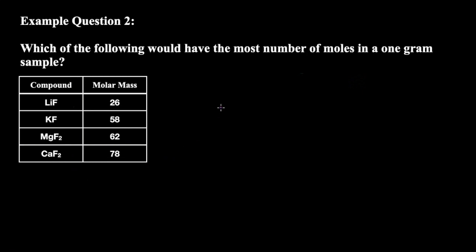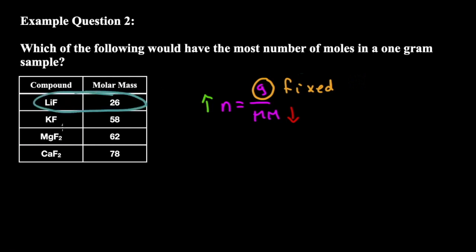To answer this question, you have to know the equation for a mole. And a mole is going to be equal to the amount in grams divided by the molar mass. And if the amount in grams is going to be fixed because each compound has the same number of grams, they each have 1 gram, and you want to make the moles have a high number, then you want to get the molar mass to be a low number. So you want to pick the compound that has the smallest molar mass, and that's going to be LiF, this one. So LiF would be the answer.